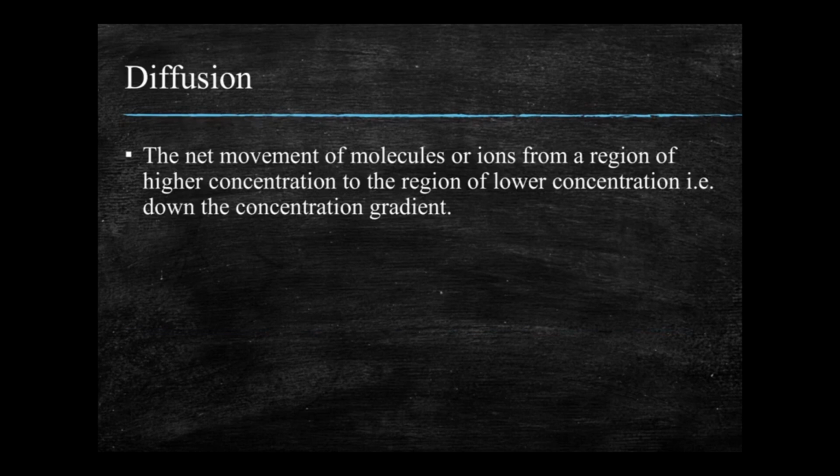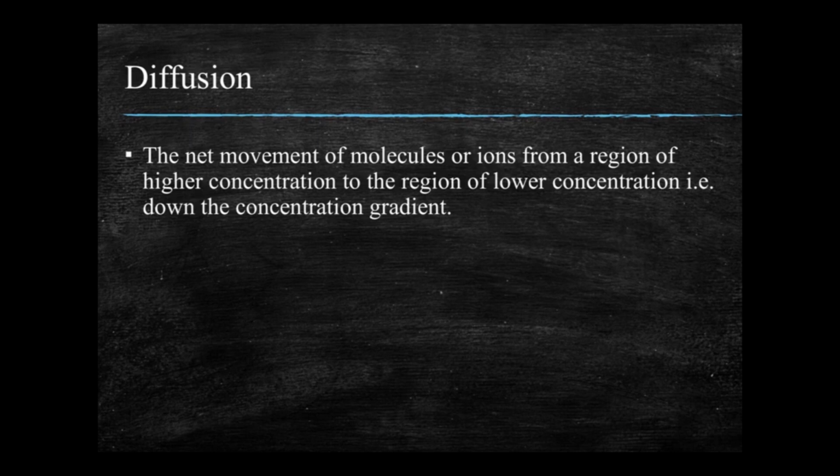The net movement of molecules or ions from a region of higher concentration to a region of lower concentration, that is, down the concentration gradient. What is meant by down the concentration gradient? Just like if we consider a tank full of water, when we open the tap, the water flows out of the tank. So diffusion in daily routine can be explained by taking the example of that tank filled with water.